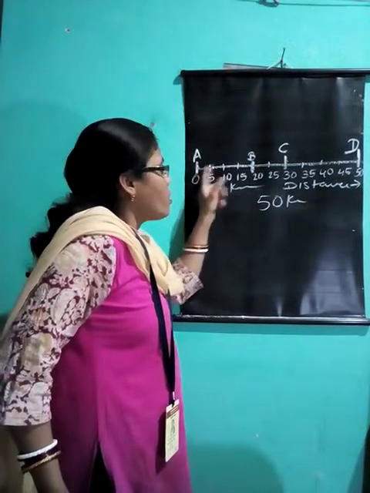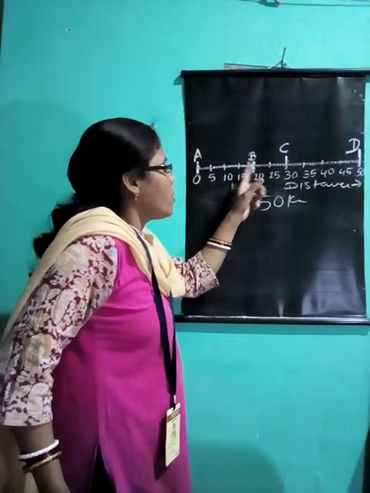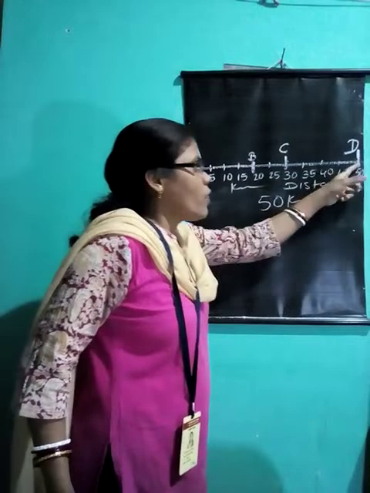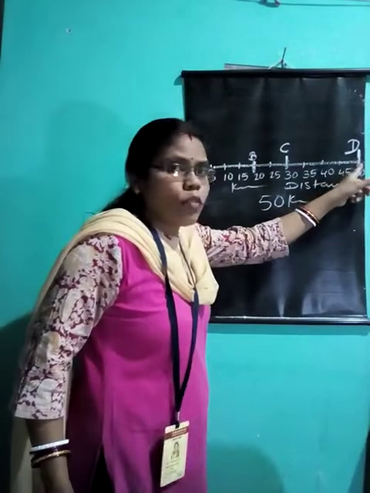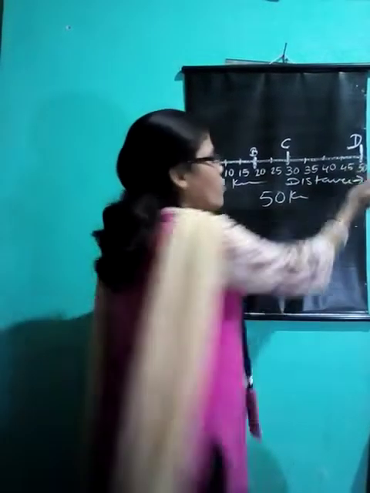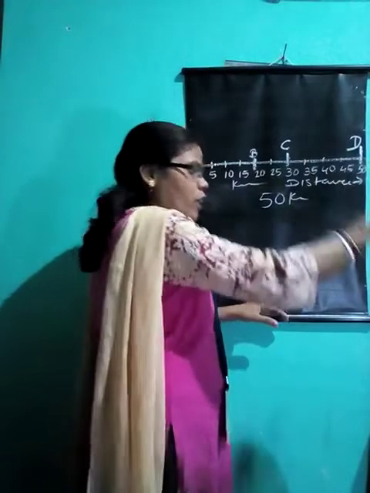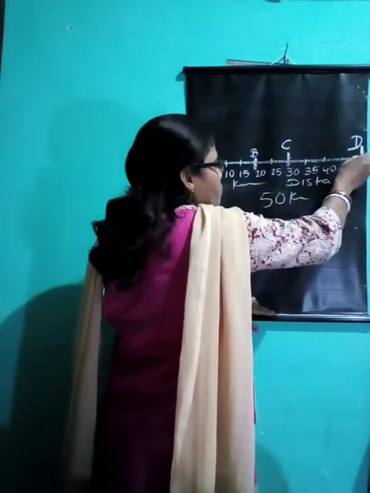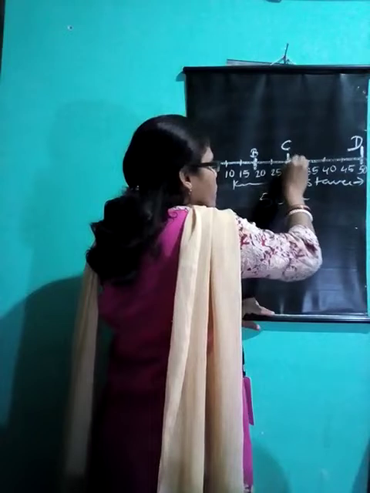Started from A, reached B. Here it has covered 20. When it reached C, 30 kilometers. And when it reached D, it has covered 50 kilometers. Now from this position, it is returning back. From this point D, it is returning back. It has returned and reached C.